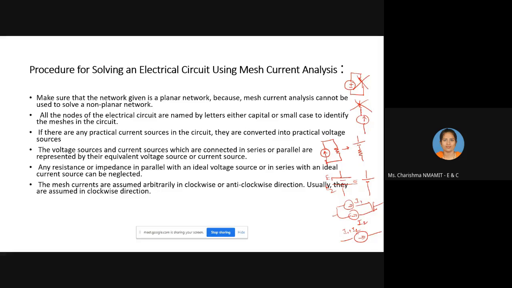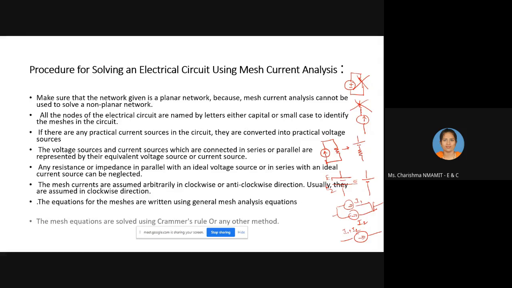Mesh currents are assumed arbitrarily in a clockwise or anti-clockwise direction. But normally, the convention we consider is that all the currents flow in the clockwise direction. The equations for the meshes are written using the general mesh analysis equation, that is, by applying KVL to each mesh. We write the equation for each mesh.